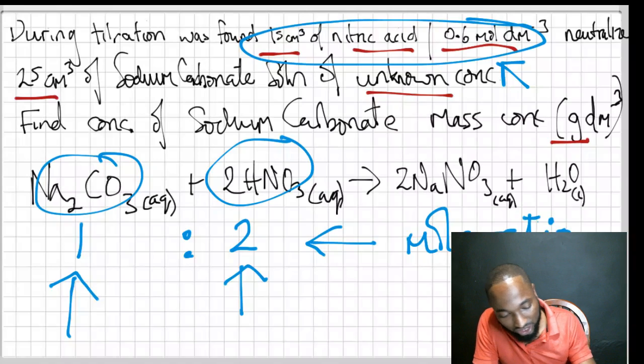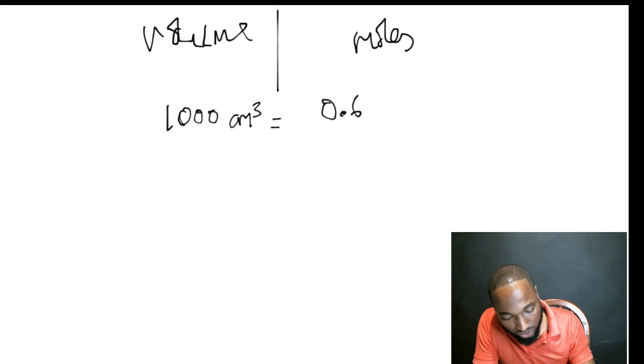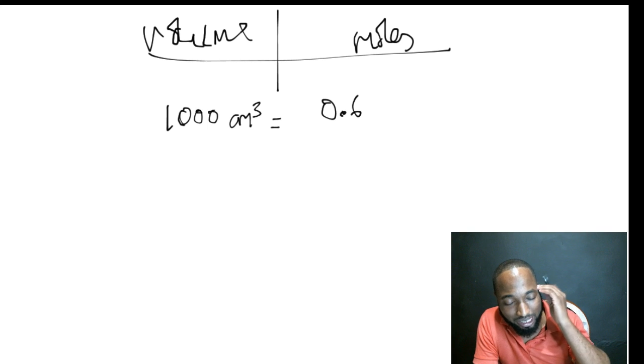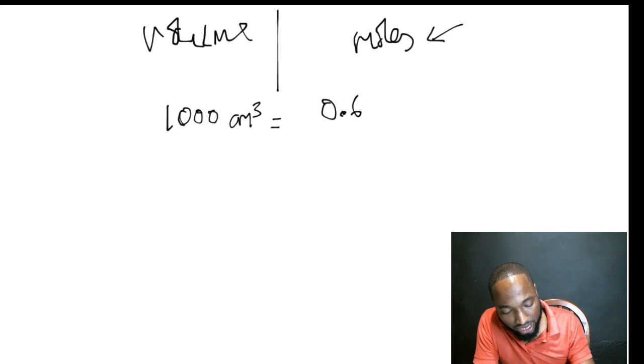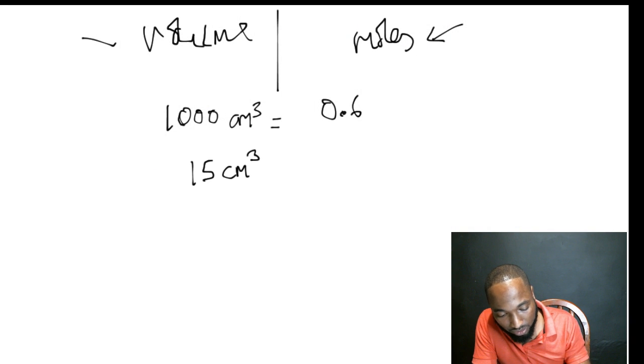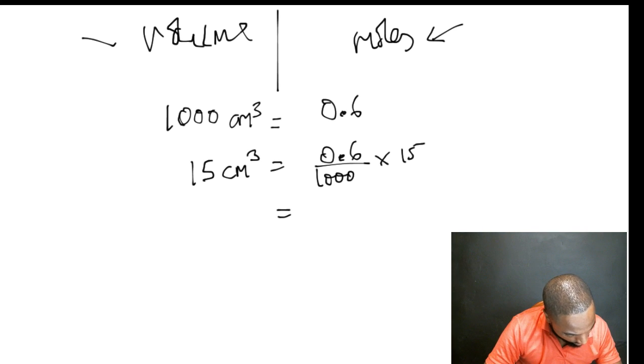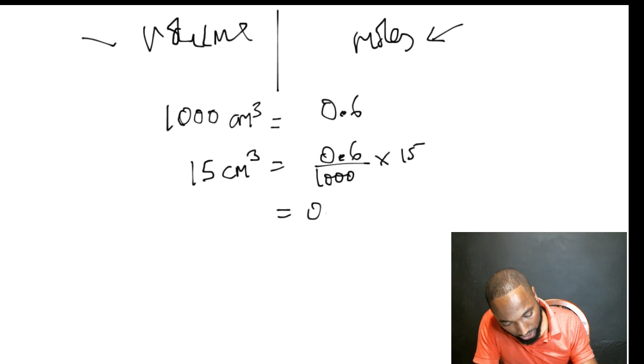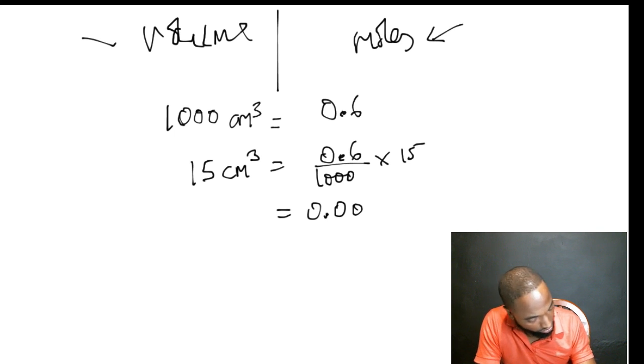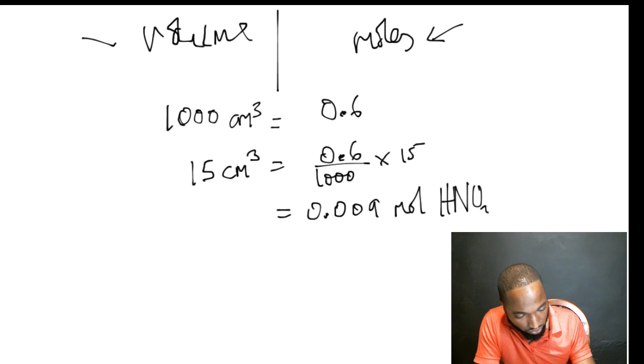1000 cm cube has a concentration of 0.6 moles. You see how this kind of technique really helps you? It helps you to think about it. So the moles is what we want, so we put it on the right-hand side. The volume is what we have. We're using the linker here, and we have 15 cm cube. So 15 cm cube will be 0.6 over 1000 multiplied by 15. What's the answer? Give me some answers there, people. It should be equal to 0.009 moles of HNO3. 0.009. Right, so you're supposed to get that.